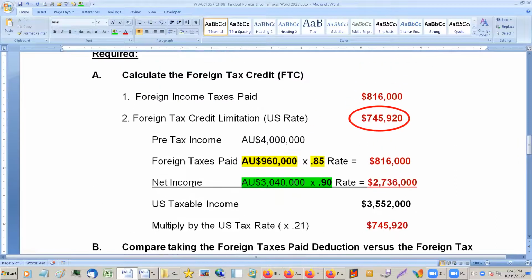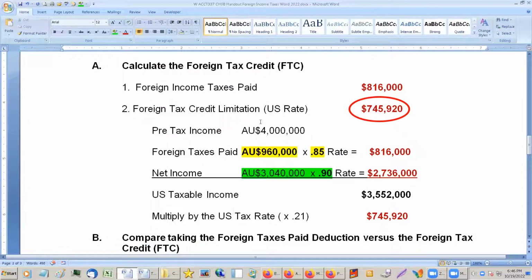These foreign tax credits will often be just FTC. If you look on financial statements, they'll say FTC, and that'll be the foreign tax credits.